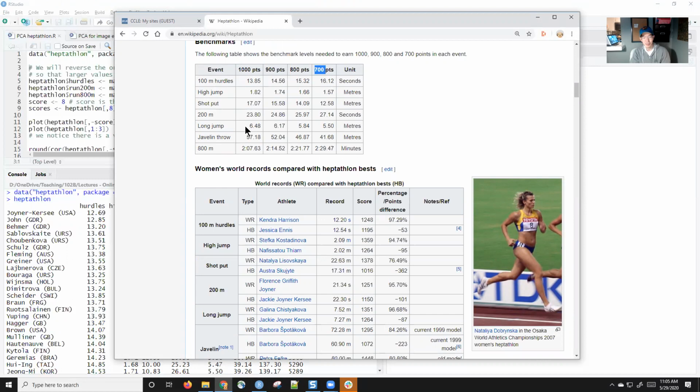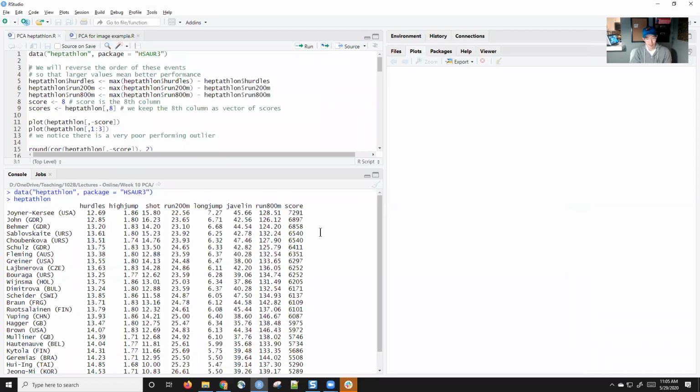If you jump 1.82 meters, you'll get 1,000 points in the high jump. If you only jump 1.57 meters, you'll get 700 points in the high jump. Okay, and anyway, so we can see these different people. They had different performances, and this is their final score.